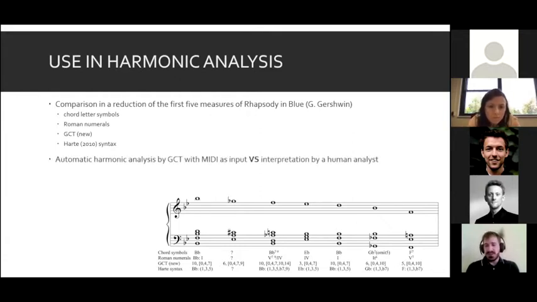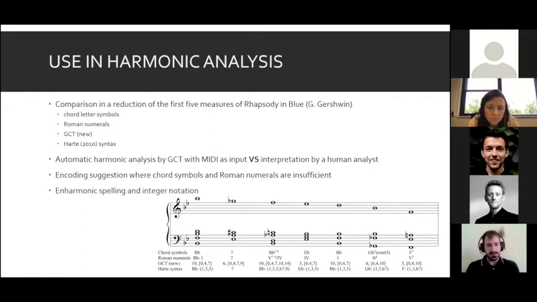We can observe that GCT manages to automatically annotate all chords, even the second one, in which all other systems fail. If we assume some root, it would be possible to annotate this specific chord with Hart's syntax. That means, though, that a human intervention is required. One advantage of Hart's is that it accounts for a harmonic spelling, as opposed to the integer notation of GCT in reference to the key.